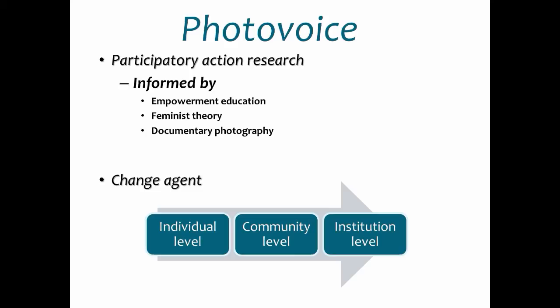The whole idea was that you could take an individual perspective, get it into a community level, and then at an institutional level, in regards to policy, you might have an impact on how people do business and in regards to specific health issues.